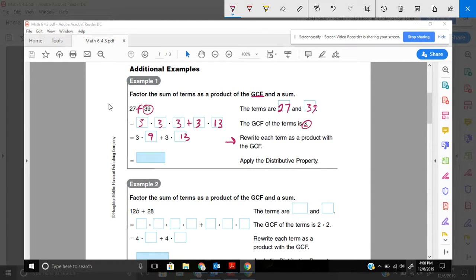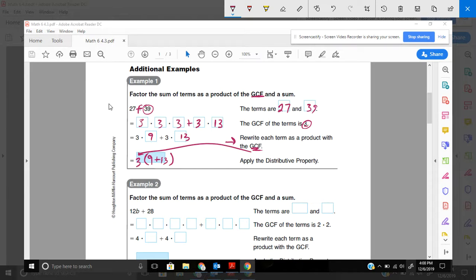And lastly, it wants us to apply the distributive property. Remember, we have our parentheses, and we're adding a couple things, and whatever's on the outside, we're multiplying the entire thing by. Well, I'll just tell you now, you put your greatest common factor on the outside. So your greatest common factor goes here, which was 3. And then we rewrite it as a product. So 3 times what number gave us 27? That was 9. And 3 times what number gives us 39? That was 13.